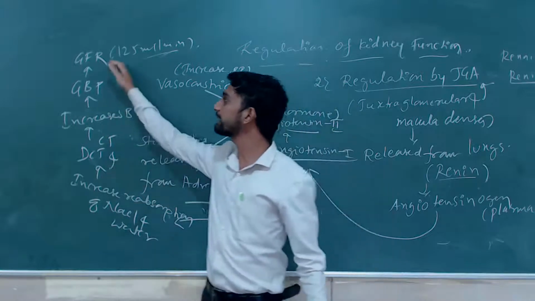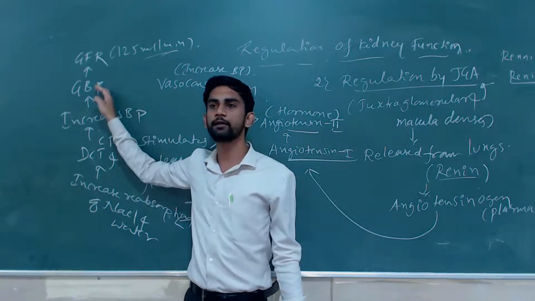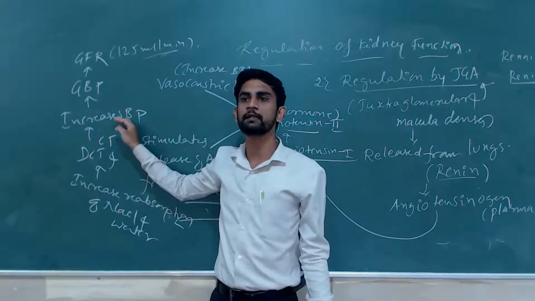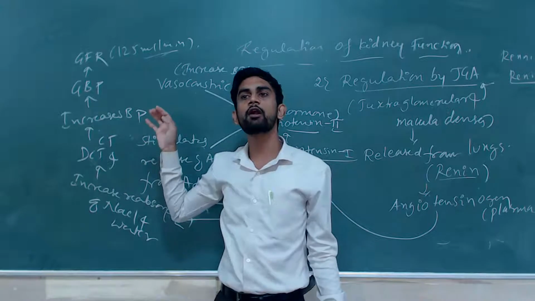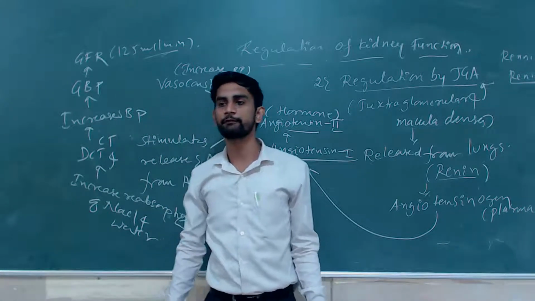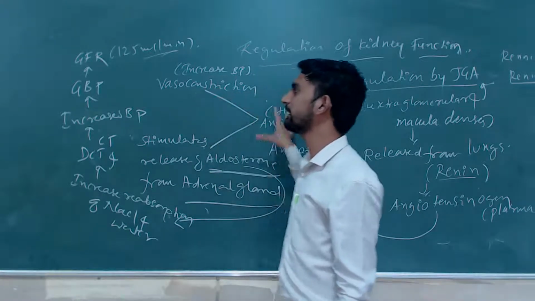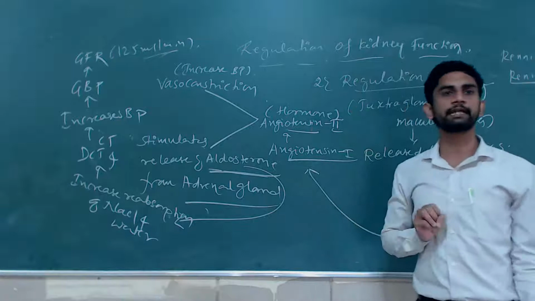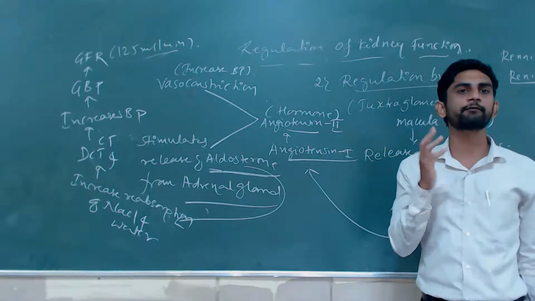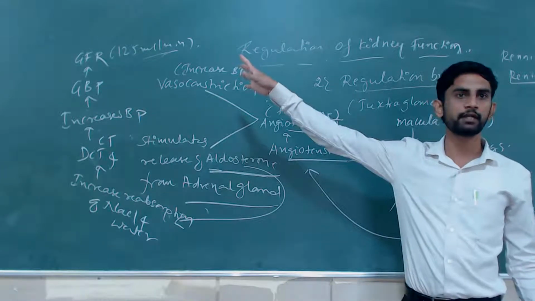So if it goes on decreasing, why will it decrease? Because GBP will be less. Why will GBP be less? Because overall BP will be less. Why? Because blood volume will also be reduced to the kidneys, and thereby kidney failure chances will be more. For that reason, we should maintain the normal regulation of kidney functioning by increasing the BP whenever we are suffering from low BP. How will we increase this? By this mechanism. Getting my point?